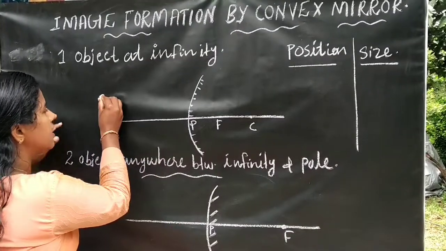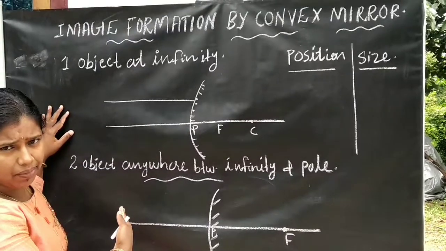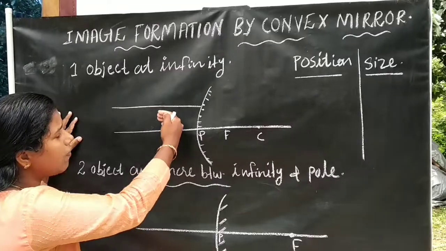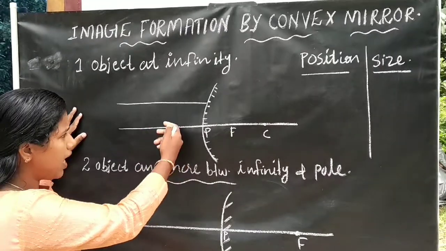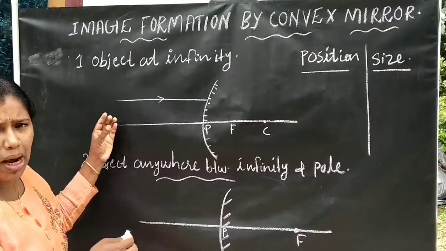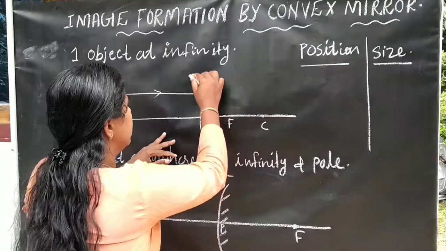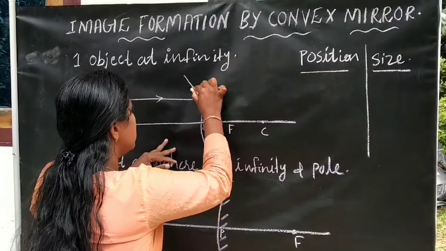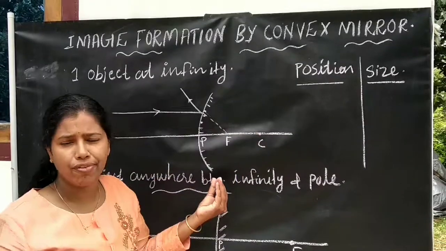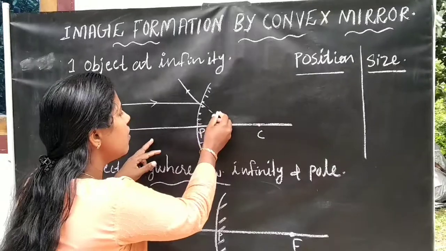A ray of light coming from infinity, that is a ray of light that is parallel to the principal axis. This is the ray of light coming from infinity. Then what happened? In case of convex mirror, we know that it is reflected back, like this. But it appears to come from the focus. That is our first rule.